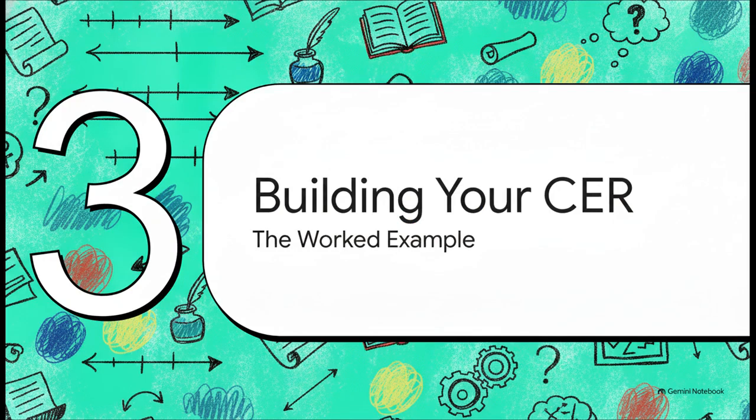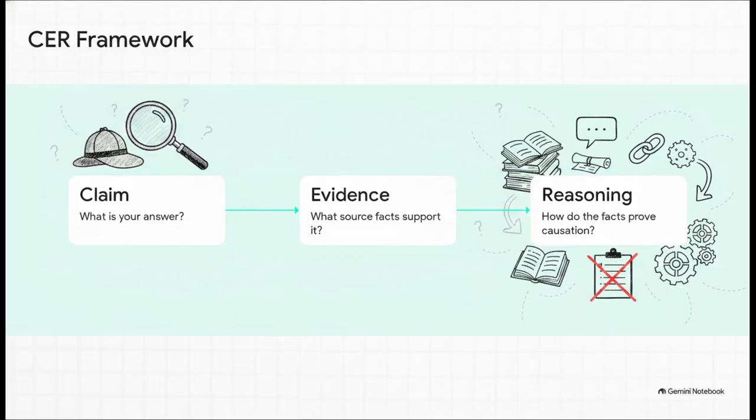Section 3. Building your CER, the worked example. All right, so as historical detectives, we use the CER framework, that's claim, evidence, and reasoning, to organize our findings and build a totally airtight case. First up is your claim, which is your direct answer to a historical question. Next is your evidence. These are the hard facts and quotes pulled straight from your sources.